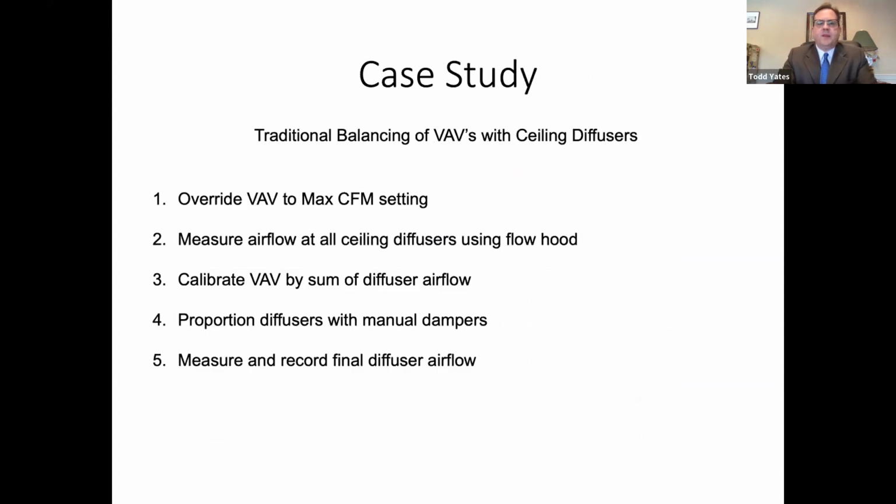So the traditional method of balancing a VAV with ceiling diffusers is roughly this, and I think this is what we would all do in a typical office, classroom, building type setting. You would override the VAV to its max CFM setting, measure the airflow at all the ceiling diffusers using a flow hood, and then you would calibrate this VAV with the sum of that diffuser airflow. Once that was done and the VAV settled out again at its maximum, you would proportion the diffusers using the manual balancing dampers. At that point, you would measure and record final diffuser airflow.